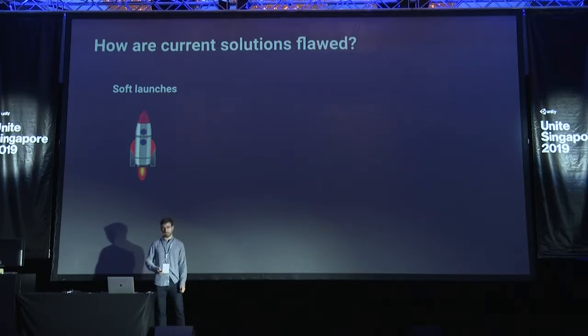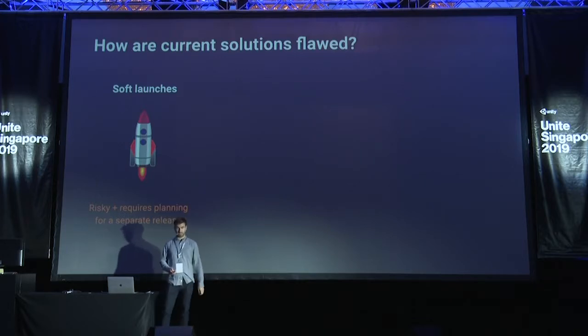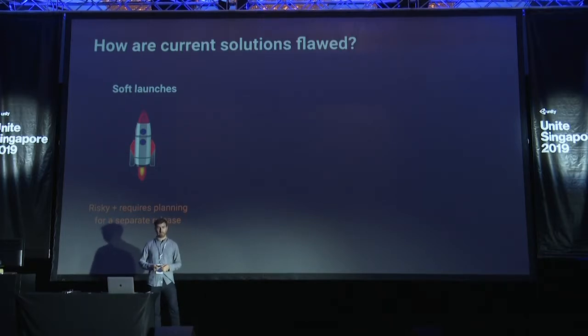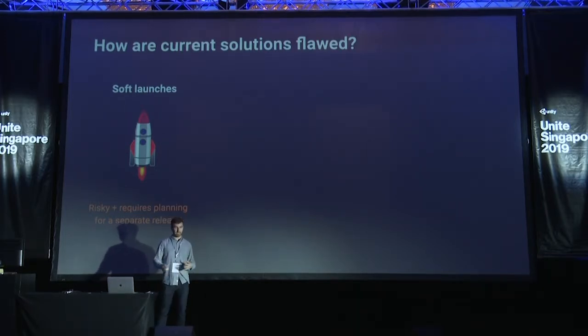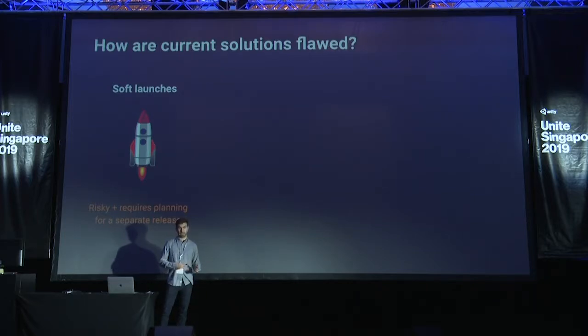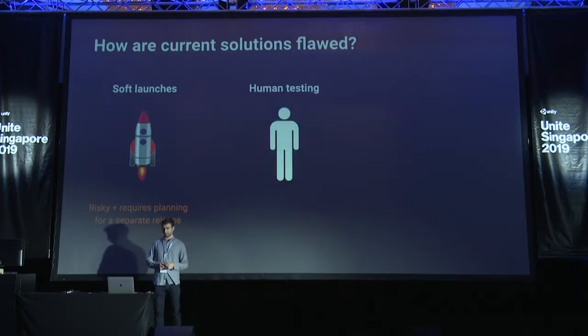There's a couple current solutions, and they're all flawed for a few reasons. One solution is the soft launch. One way to test your game balance is to start by launching your game in a small market and iterate on your balance and measure the results and keep iterating until you find a combination that works. However, this is risky. It can damage the perception of your game if you launch it without good settings and players give you poor reviews. And it requires planning for separate releases.